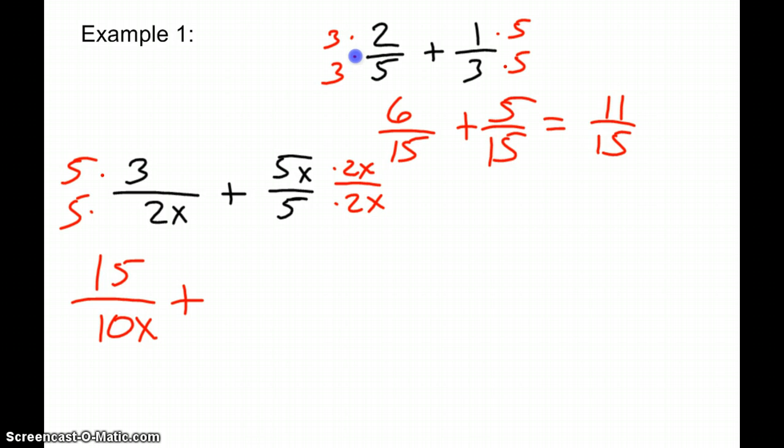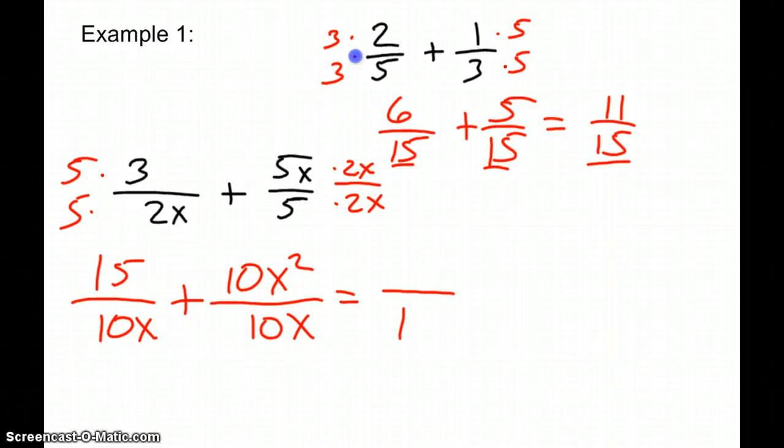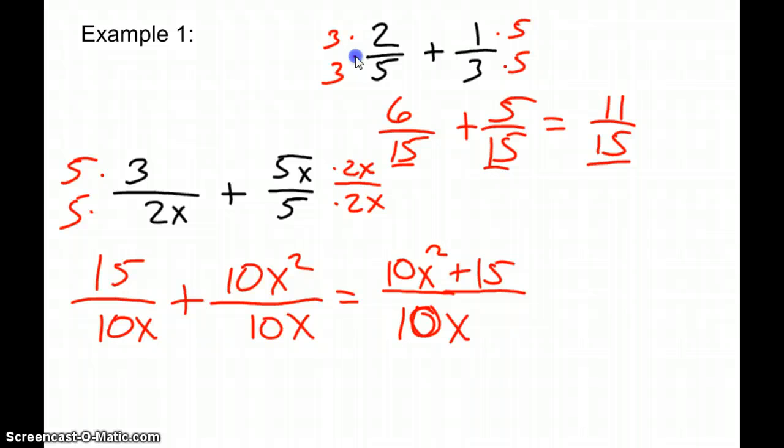plus 5x times 2x is 10x squared over 10x. And so now I have both fractions over 10x. That means I can add them together, and when I add fractions, just like I did up here, the denominator was 15ths and it stayed 15ths in my answer. In the same way here, our answer is going to stay 10x in the denominator. All I do is I add the numerators. So my answer is going to be 10x squared plus 15 over 10x, because those are not like terms, so I can't add them together. I simply write it out as 10x squared plus 15 over 10x.